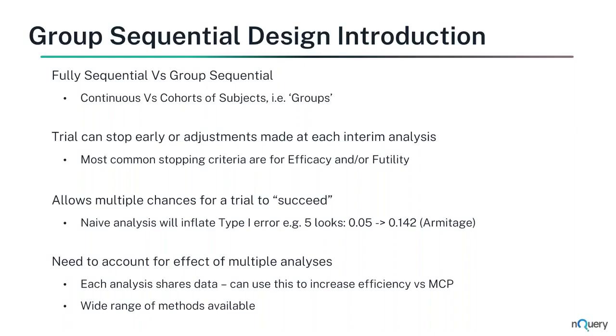However, this flexibility does come at a cost, by which I mean we need to account for the effects of conducting multiple interim analyses, as we are essentially giving ourselves multiple chances to succeed, which invites the issue of multiplicity of testing. So naturally, the type 1 error rate would be inflated. So multiple methods exist for combating this issue.